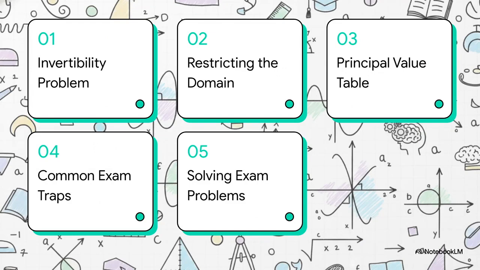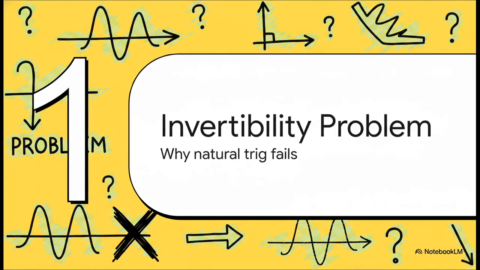We'll cover: 1. The invertibility problem. 2. Restricting the domain. 3. The principal value table. 4. Common exam traps. And finally, 5. Solving board exam problems. All right, Part 1, the invertibility problem, why natural trig functions fail the test.